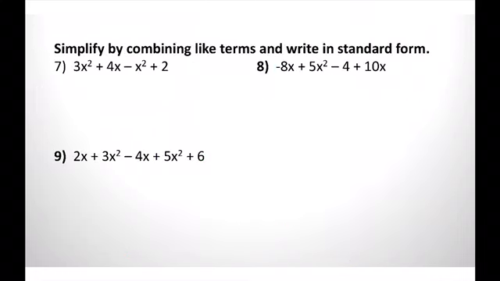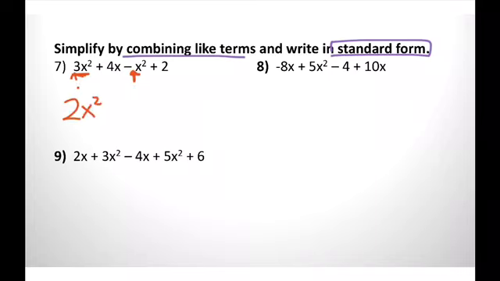We're going to simplify by combining our like terms, and we're going to write in standard form. So remember, that's going to be alphabetical and then highest degree to lowest degree. So combining like terms. Remember we did this earlier this year. Look for like terms. So x squared, I've got 3 and I've got negative 1. So 3 minus 1 is 2, 2x squared. That takes care of those.